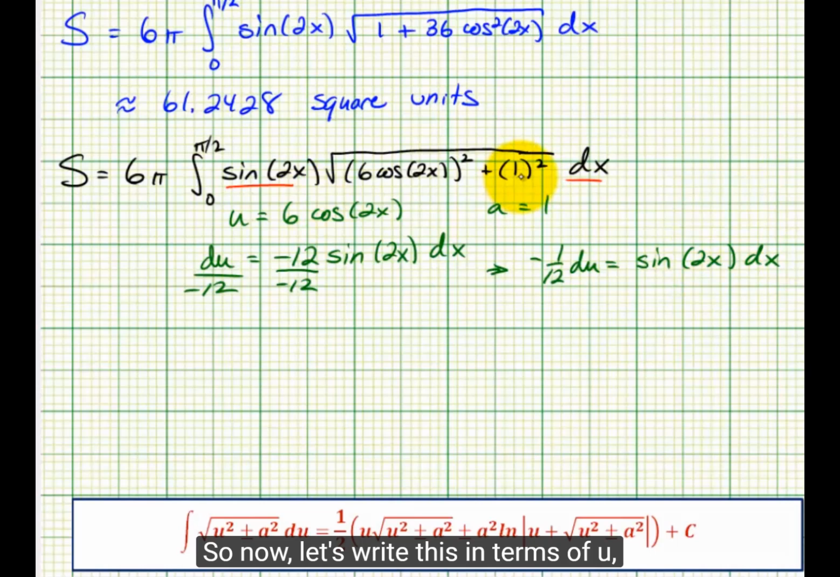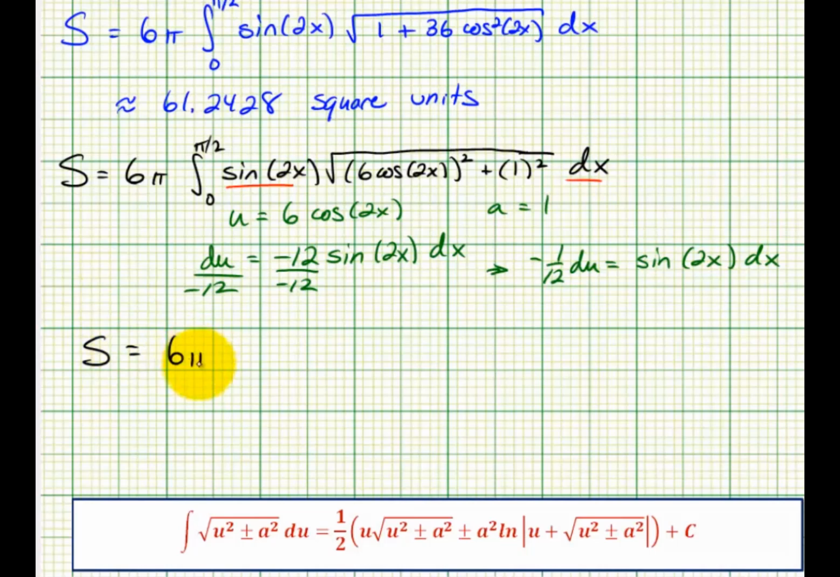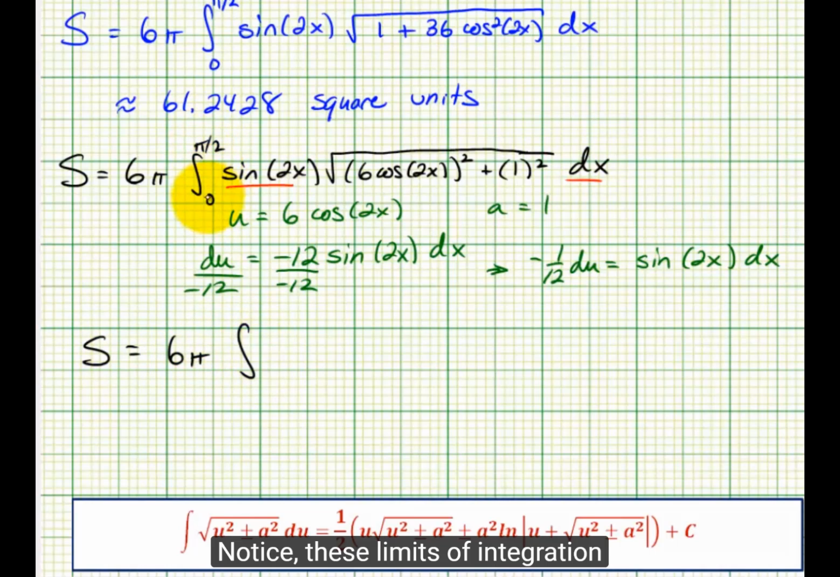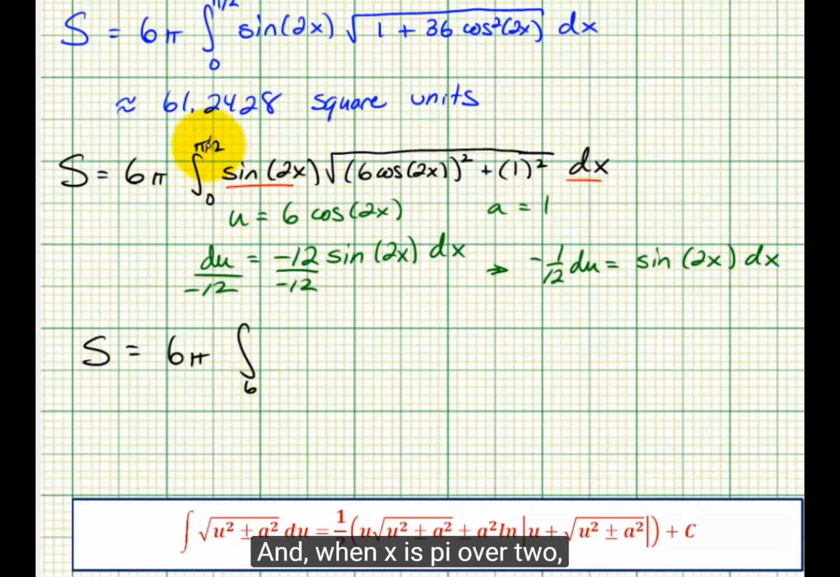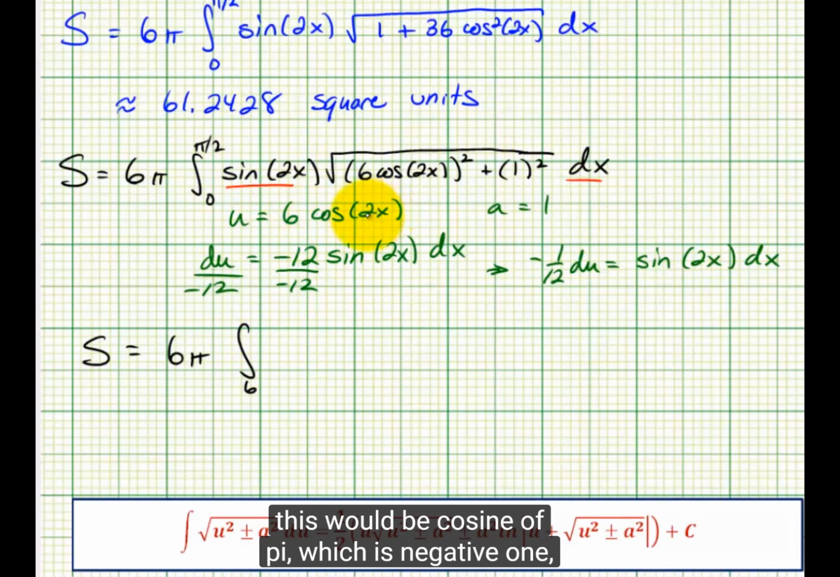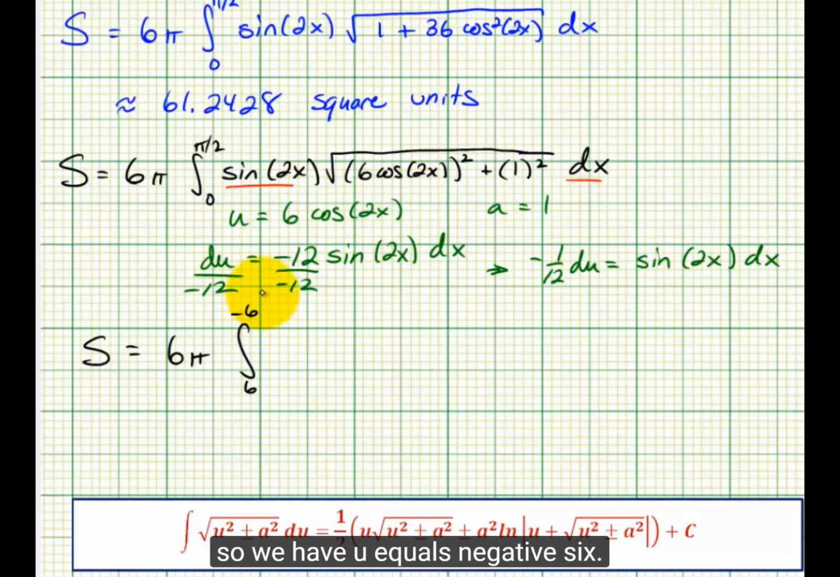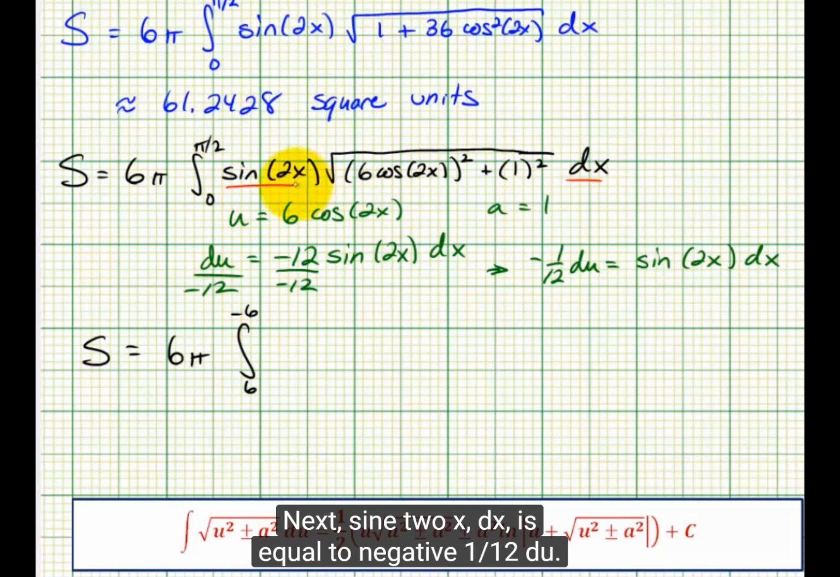So now let's write this in terms of u. So we'll have s equals 6 pi. Notice these limits of integration are in terms of x, not u. So notice when x is 0, u is equal to 6 times cosine 0, which is 6. And when x is pi over 2, we'd have u equals 6 times cosine of pi, which is -1, so we have u equals -6. Next, sine 2x dx is equal to -1/12 du.